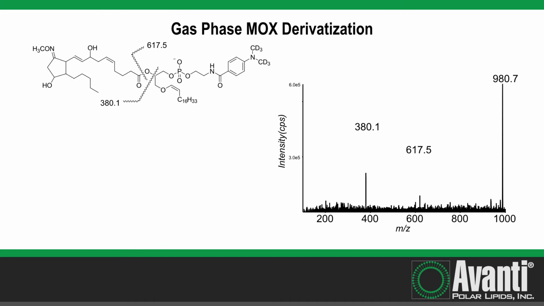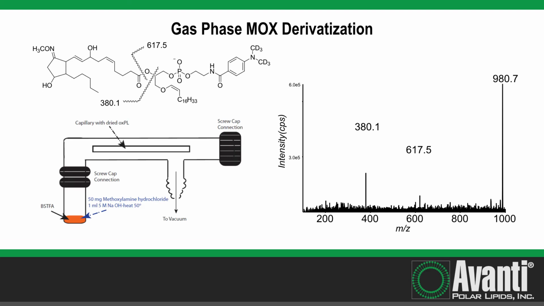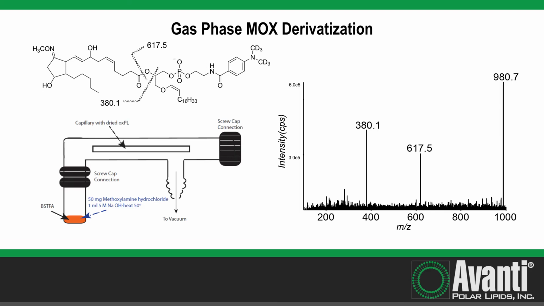Now, one of the things we do to verify that is to actually derivatize that ketone group by a methoxylamine derivative, and we do that in the gas phase, and I'll just show you what that is. We put the sample in a capillary tube, and we seal it inside there, pull a vacuum, and then we heat up a solution of methoxylamine hydrochloride with some sodium hydroxide, and then methoxylamine is now a gas, and it goes into the sample and derivatizes it.